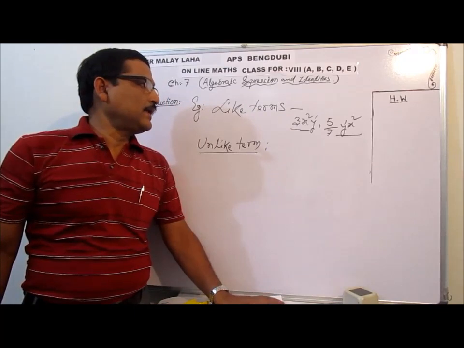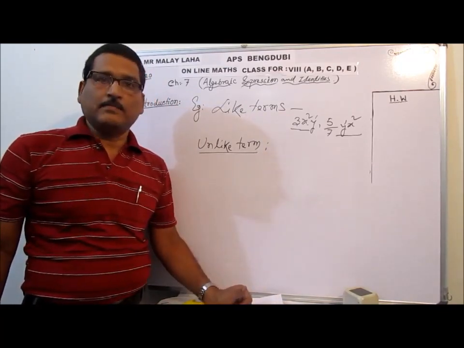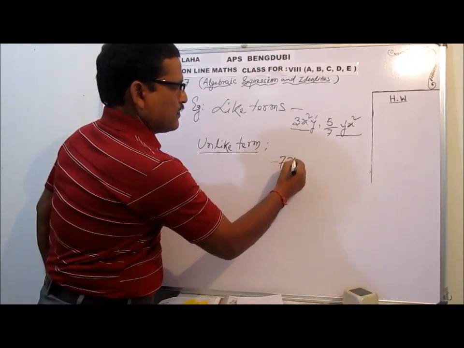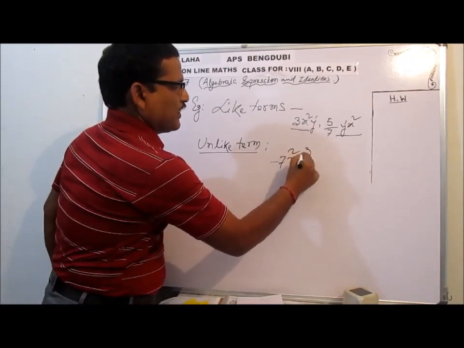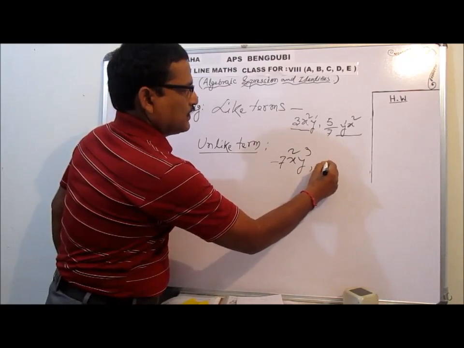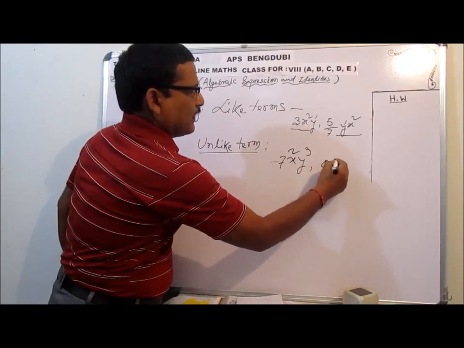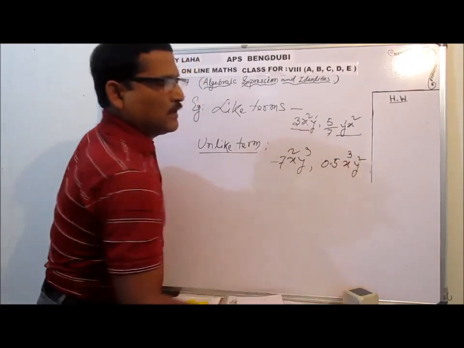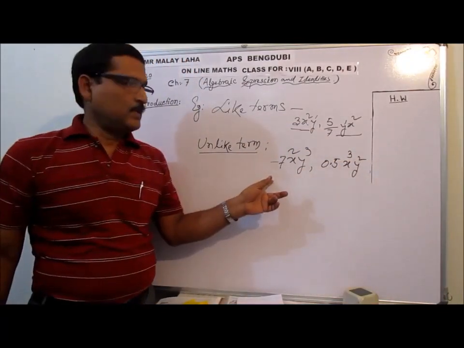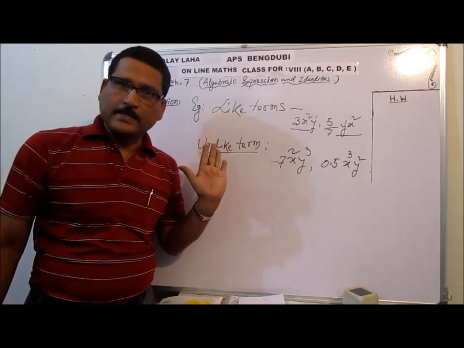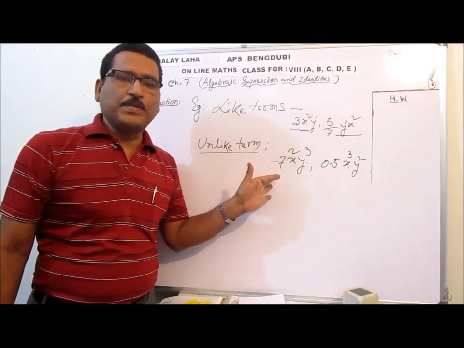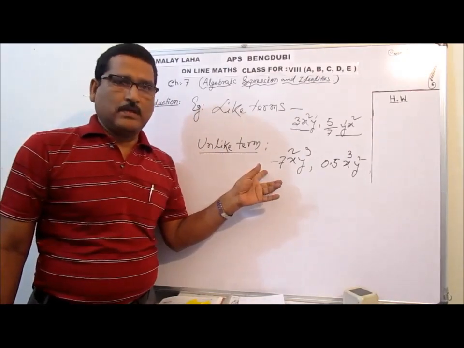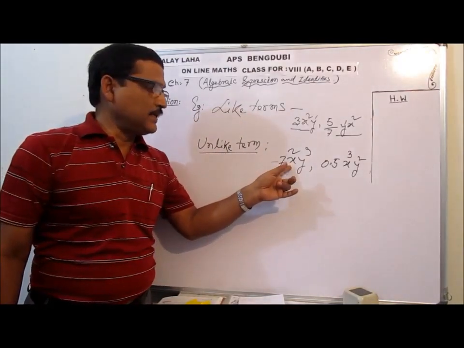Okay, that's why I like to explain what is a like term and what is an unlike term. Unlike terms, you see, say minus 7x y cube and x square y cube, and here 0.5 x cube y square. What will you say about this? As I told, when a numerical factor is there in terms, you will not look at the numerical factor. It does not matter. Only you have to see the literal factor.